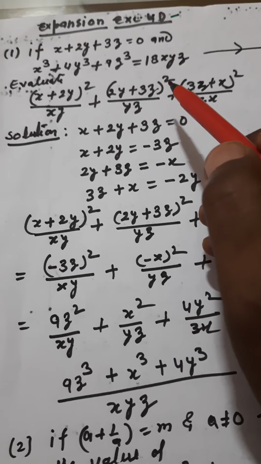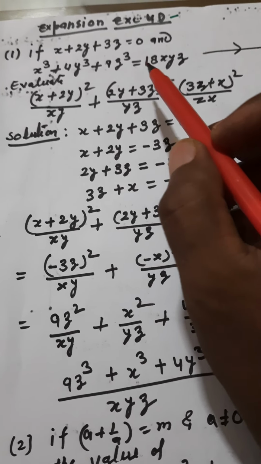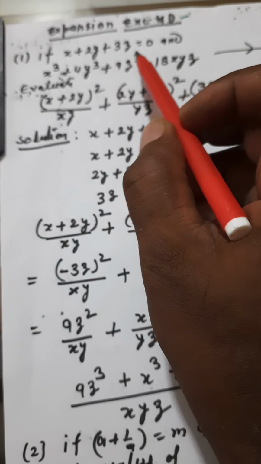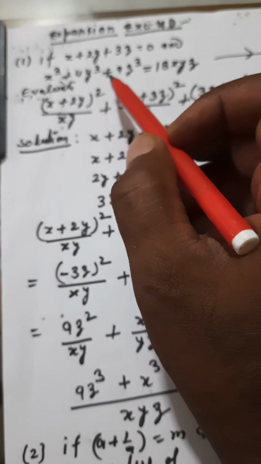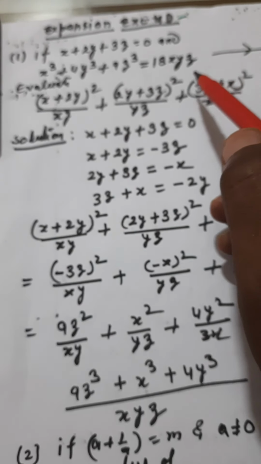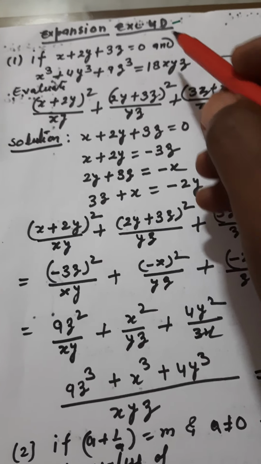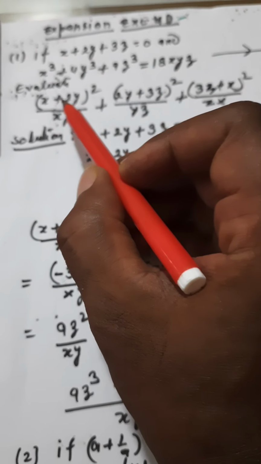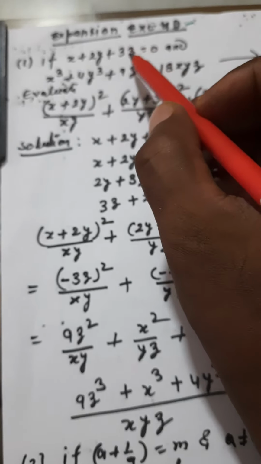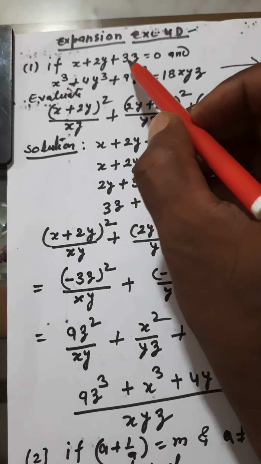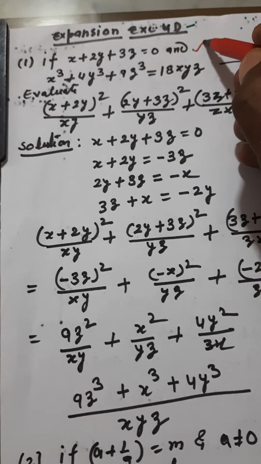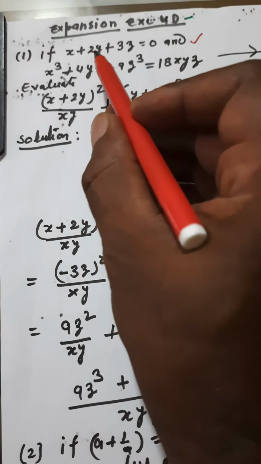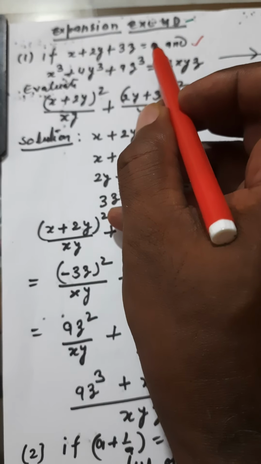So what I told you: what is given? Given is x + 2y + 3z = 0 and x³ + 4y³ + 9z³ = 18xyz. What you have to find out is x + 2y. It can be found from the equation x + 2y + 3z = 0, so x + 2y = -3z, right?